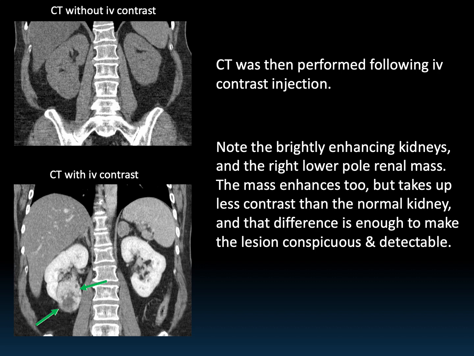After the unenhanced scan was performed, an IV contrast injection was administered and repeat scanning was performed. And you can see that the kidneys are enhancing brightly. You can also see that there's a right lower pole mass, and the mass is now conspicuous because it's enhancing a little bit less avidly than the normal kidney. So your eye is able to pick up that a mass is present because of the difference in attenuation or density between the mass and the normal kidney. And that renders this mass detectable.